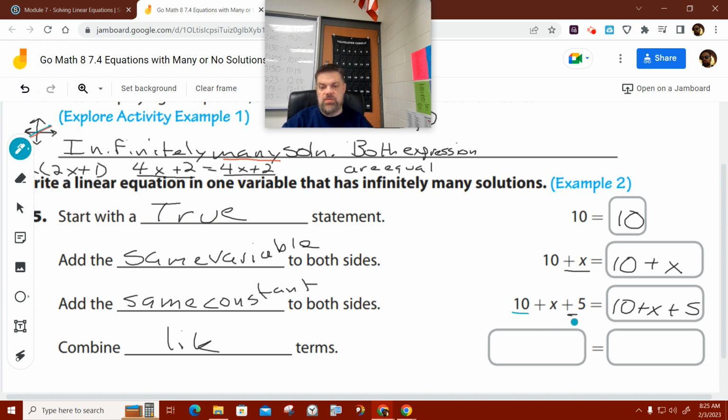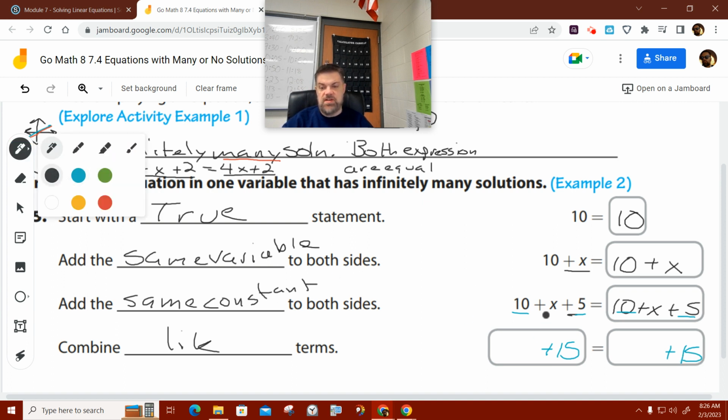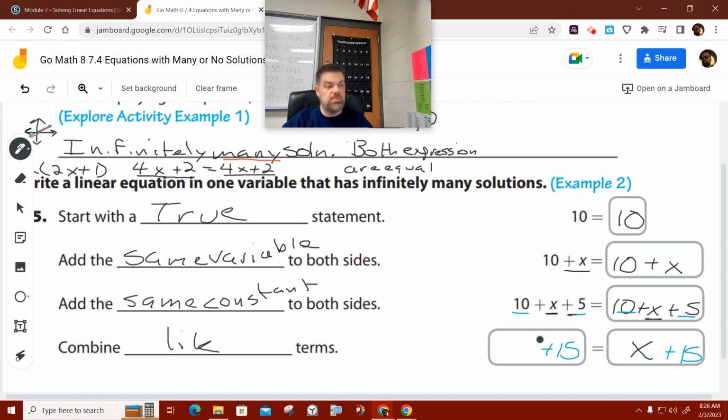15. Yeah, it's 15. So 10 plus 5 over here becomes a positive 15 here. Over here we do the same thing. 10 plus 5 becomes a positive 15. And then you just carry down the x, because there's just an x by itself. So this would be x plus 15 and x plus 15.